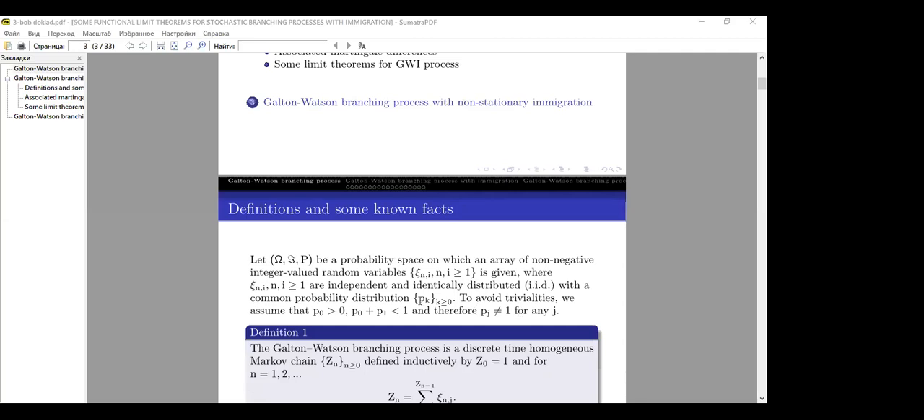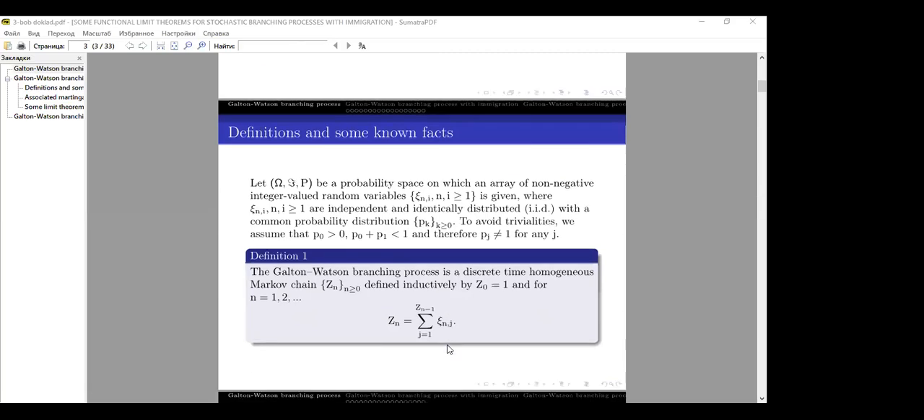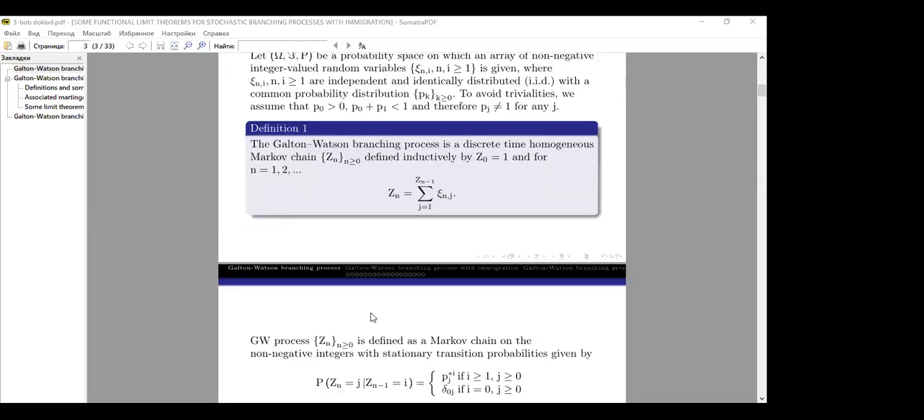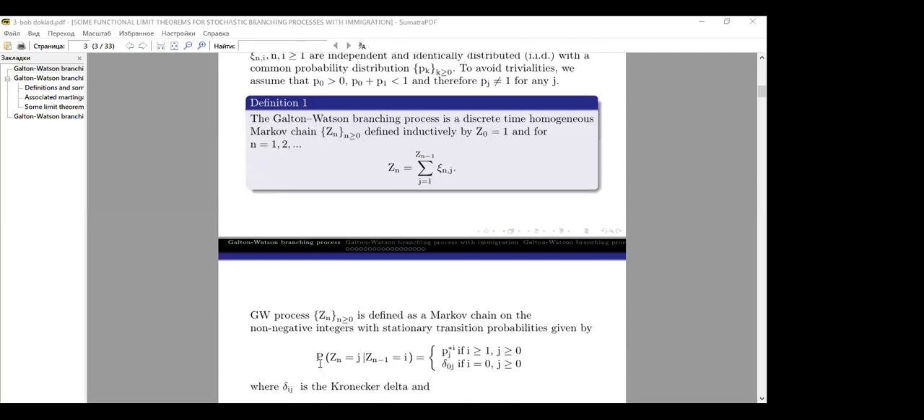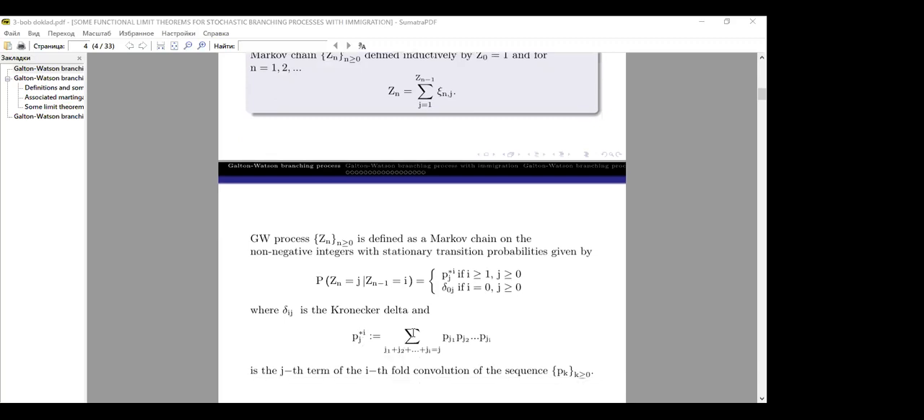Now we give the definition of a Galton-Watson branching process. This process is defined recursively by this equation. It is well known this process is a homogeneous Markov chain in the space of non-negative integers with stationary transition probabilities. This probability is given by the following. Here δ is a Kronecker delta, and p_{ij} is the j-th term of the i-fold convolution of the sequence p_k. It is a very interesting equality which describes the property of branching process.